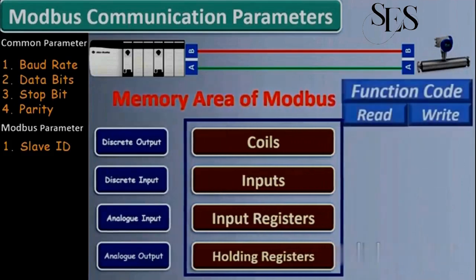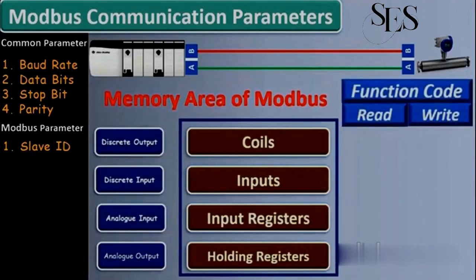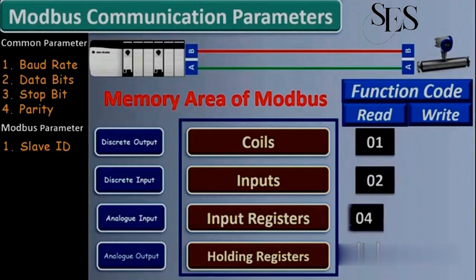The memory area of Modbus in the Modbus protocol is defined by the function code number. There are two categories of function code, one is read and one is write. Function code 1 is used to access the read value of the coil. Function code 2 is used to access the read value of input. Function code 4 is used to access the read value of input register. And function code 3 is used to access the read value of holding register.